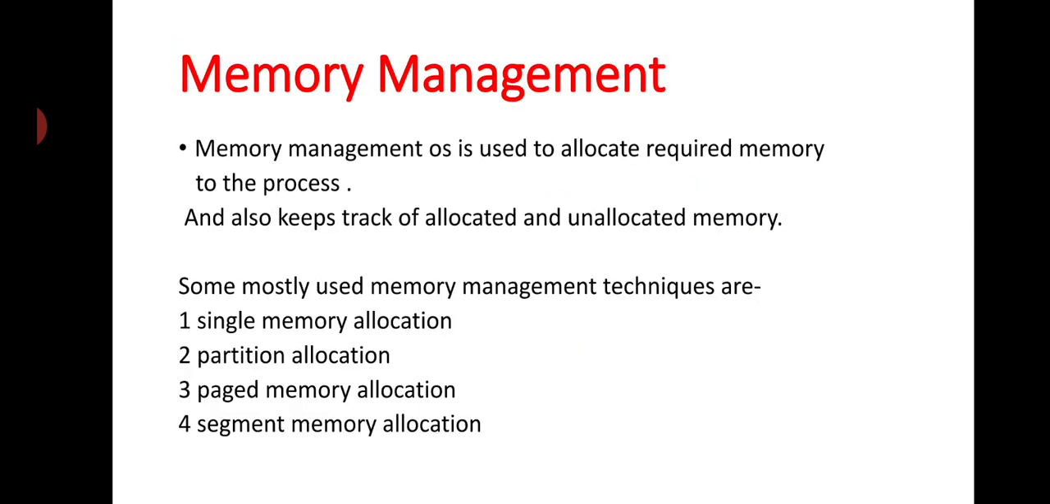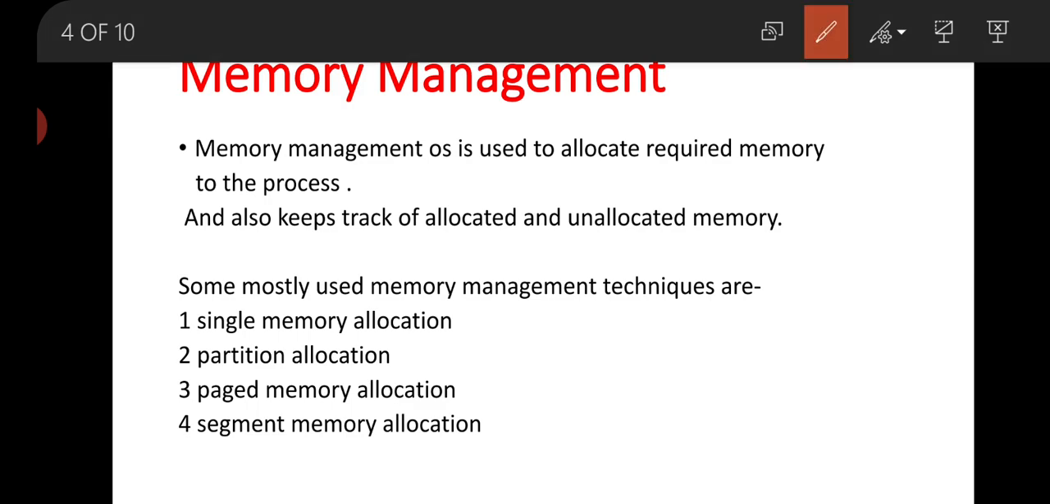Now the next function is memory management. Here memory management is used to allocate required memory to the process, and also keeps track of allocated and unallocated memory. That means if we are going to manage the memory at the runtime of the program, it is the responsibility of the operating system to keep track of the memory: what amount of memory is busy, what amount is free, and what memory is going to be allocated to which process and at which time.